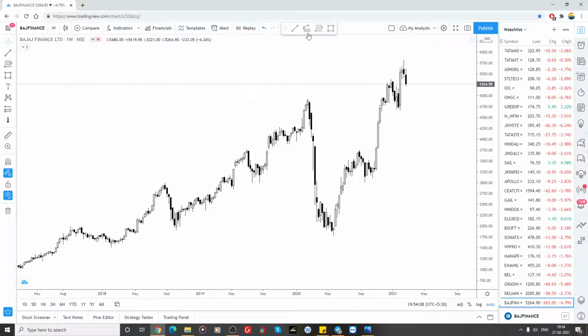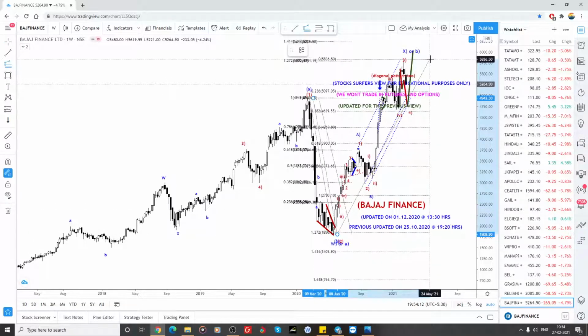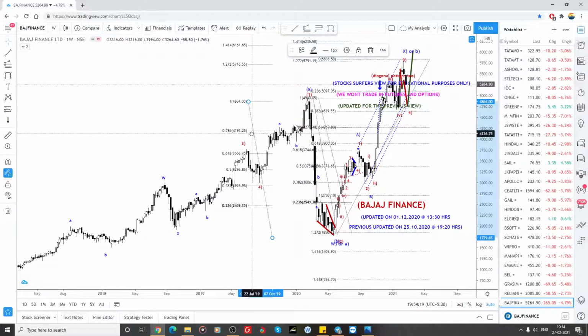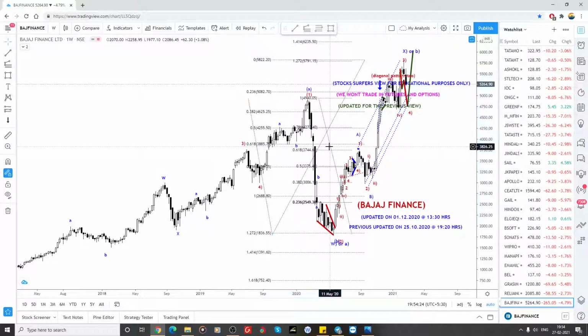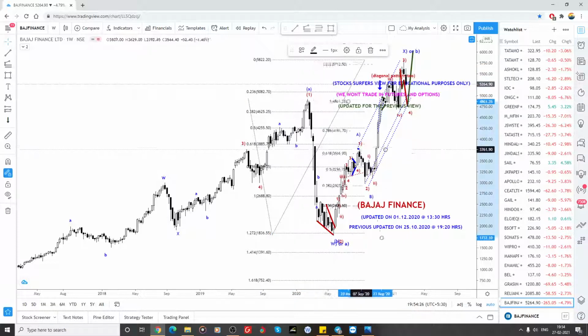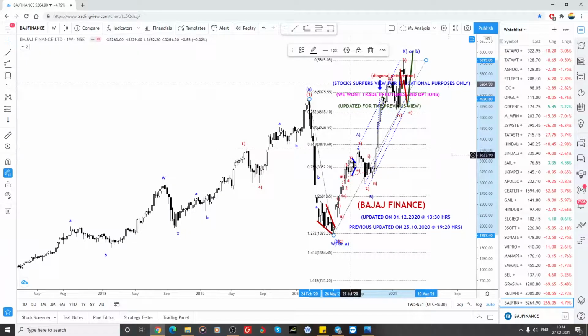So in that category, if we take this as 786, nearly that 786, one second, I will remove this one. Yeah, that 786 is 3358. So this zone has to be reached again, because this is B and C.